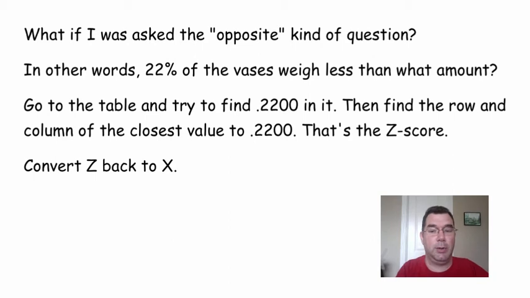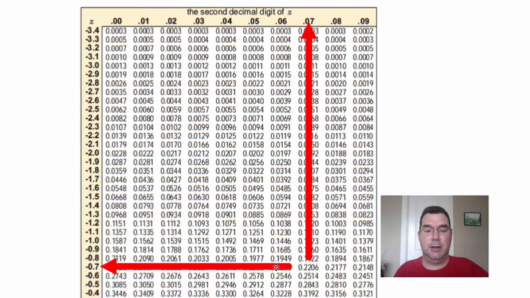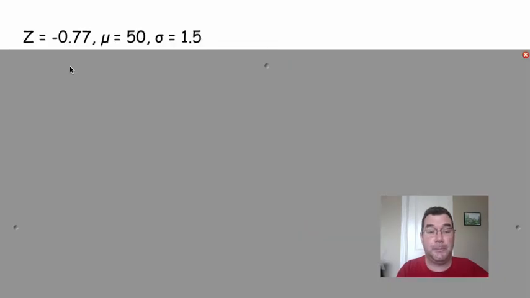So let's go to the table and look for something that's close to 0.2200. It sometimes takes a while to find, but I do eventually find 0.2206, which is really close to 0.2200. So what I do is I look at the row and the column that it's in, and it's in the row that starts with negative 0.7, and it's in the column that has 0.07 at the top. So if I combine these, I get negative 0.77. And so that's my z-score.